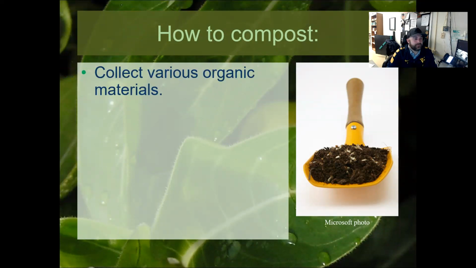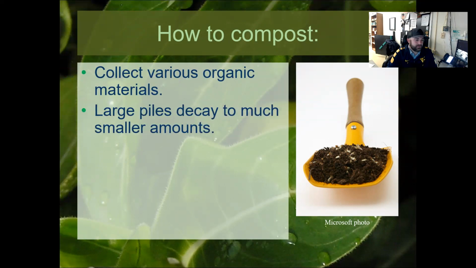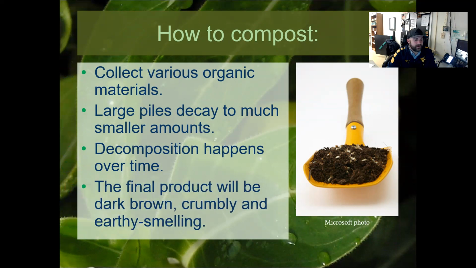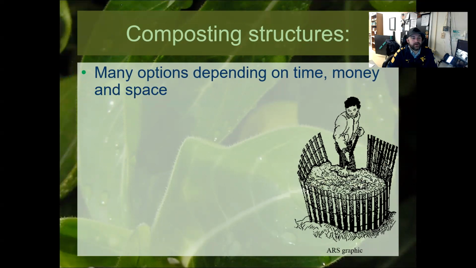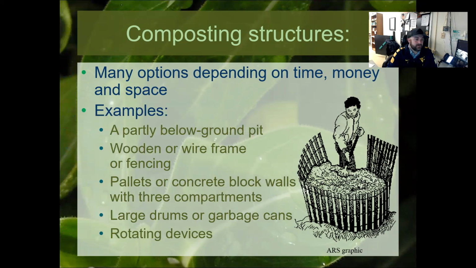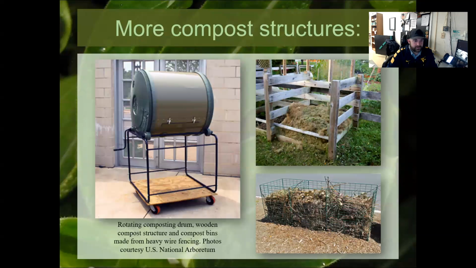Now, how to compost: collect various organic materials. Large piles decay to much smaller amounts. Decomposition happens over time, and the final product will be dark brown, crumbly, and earthy smelling. So some composting structures, there's many options depending on time, money, and space. Some examples would be a partly below ground pit, wooden or wire frame or fencing, pallets or concrete block walls with 3 compartments, large drums or garbage cans, and rotating devices.